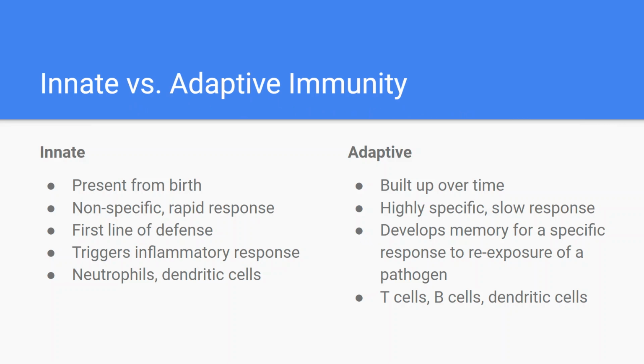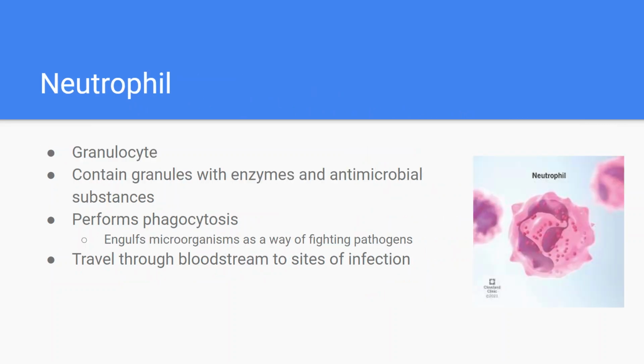This provides a highly specific and slow response to specific pathogens, and your adaptive immune response develops memory for a specific response to re-exposure of a pathogen. So upon re-exposure of a pathogen, you will have a faster response and more targeted response to the pathogen. This includes T cells, B cells, and dendritic cells.